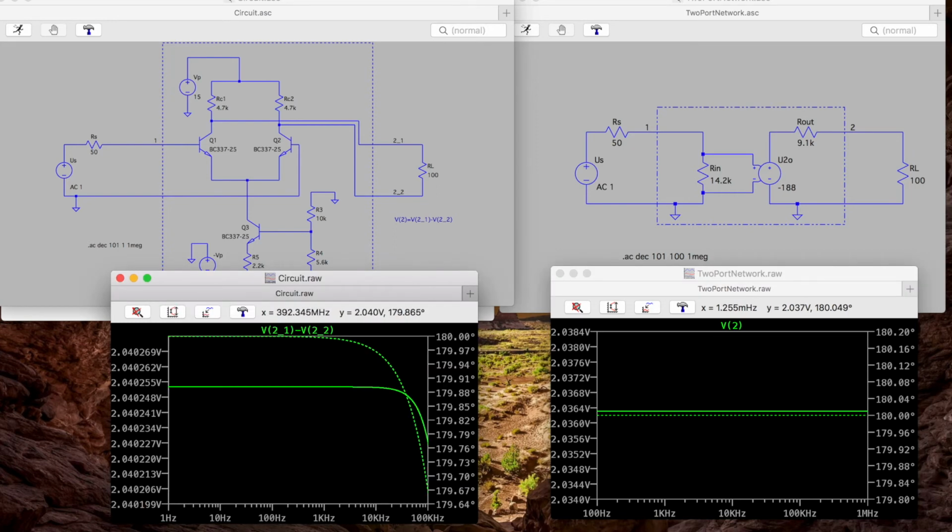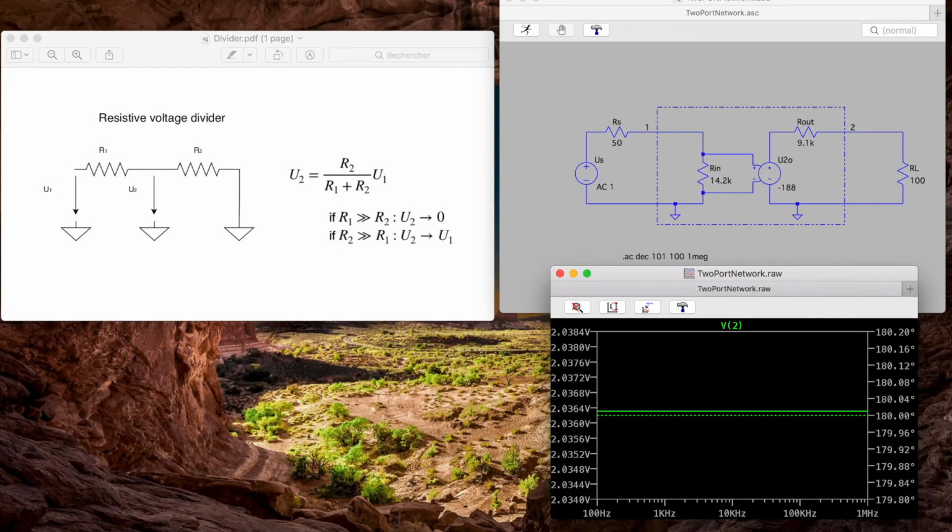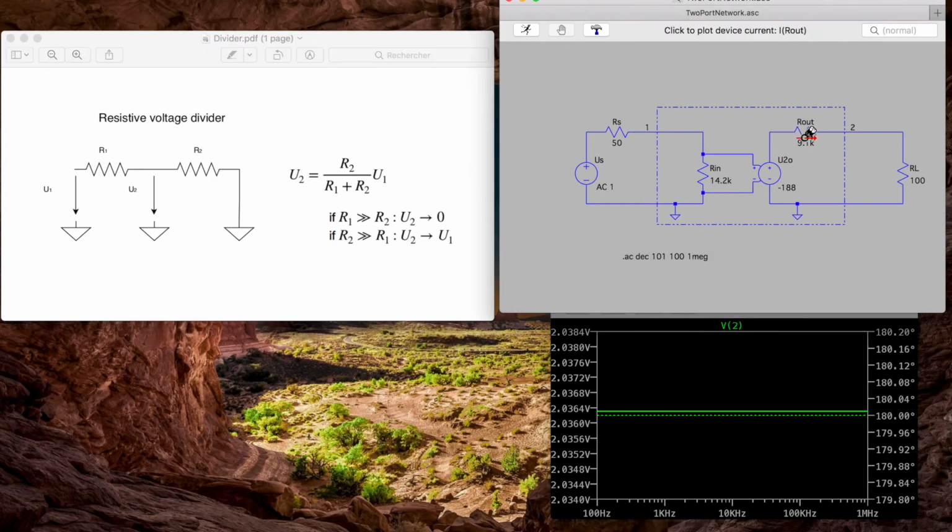We still have the same result for both circuits. The equivalence seems to work even with another RL in this case, but the gain is very small. Here we have 2 volt at the output for an input of 1 volt. Before we had an output of 94 volt. So why? Because if we take the resistive voltage divider and then we say that R out is the R1 here, then RL the R2 here.